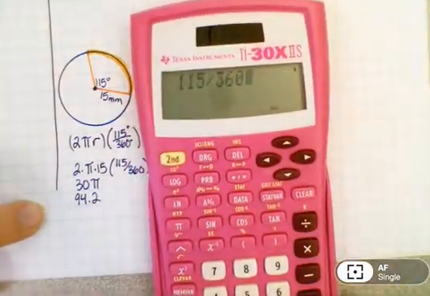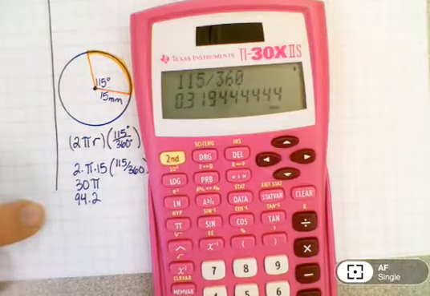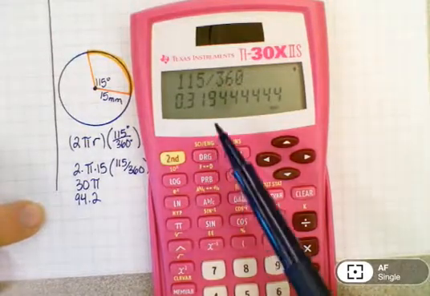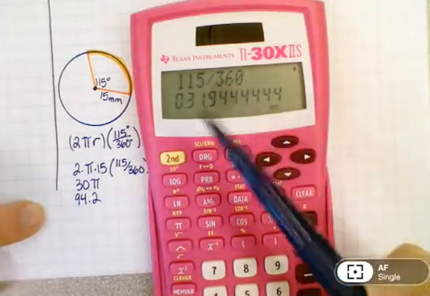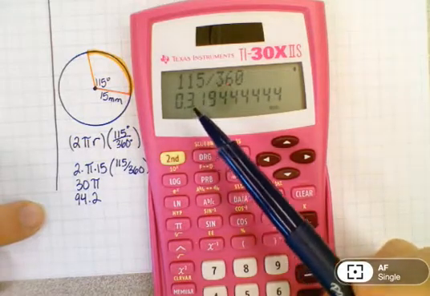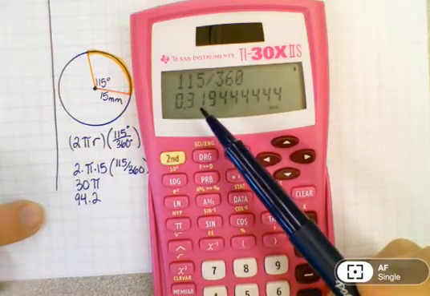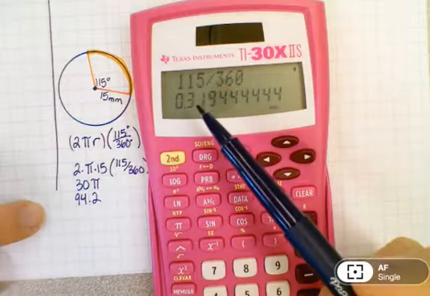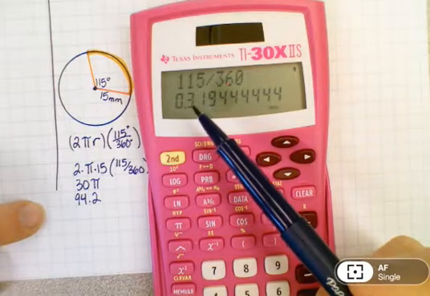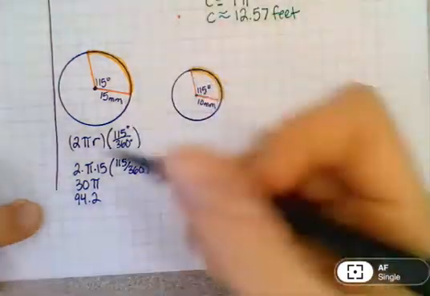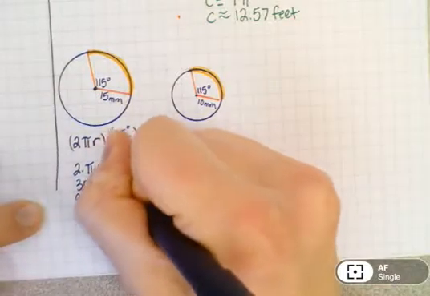115 out of 360. Okay, so I'm going to round that. It's 0.3194444, but I'll go ahead and round to 0.3. This is the hundredths place. That 9 is going to bump that up to a 2. So instead of 0.31, it's going to be 0.32. So times 0.32.